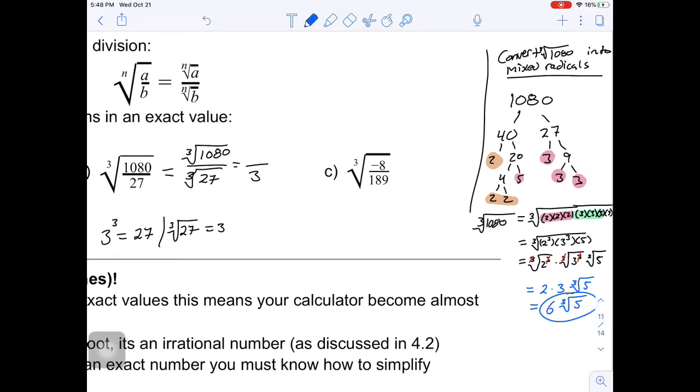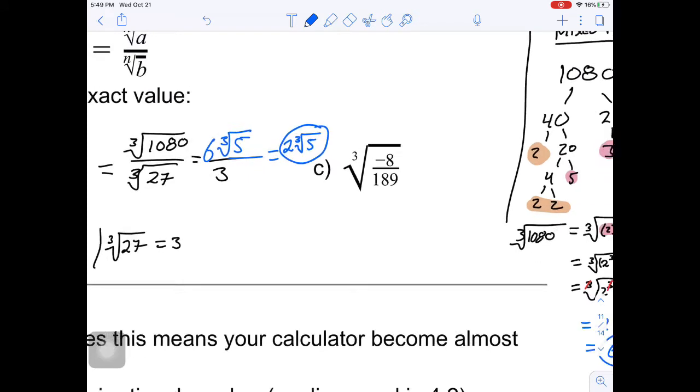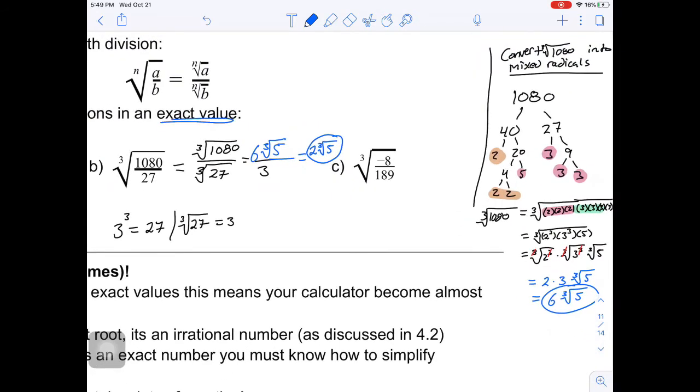So I'm going to represent this as 6 cube root of 5. And now remember, this is being applied by a radical, so I can't divide 5 by 3, but what I can do is divide 6 by 3 because it's not inside anything. So 6 divided by 3, well, that's going to give me 2 cube root 5. And there is my absolute exact value. And it's also been simplified, which is really nice. Okay.